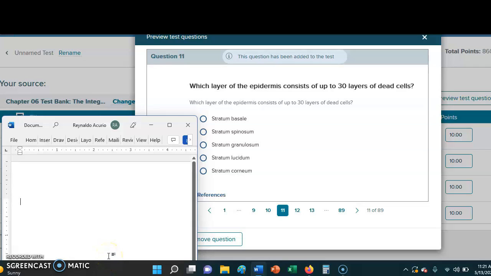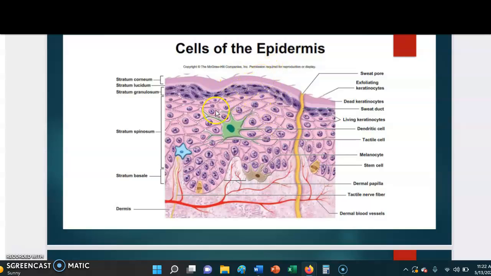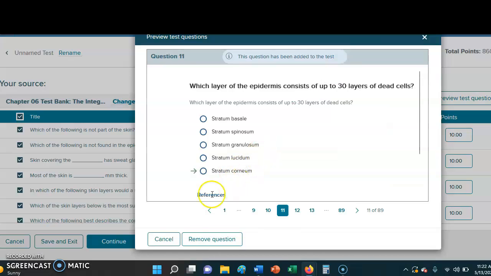Okay, next question. Which layer of the epidermis consists of up to 30 layers of dead cells? Okay, so dead cells are going to be found in the top layer of your epidermis, right? And we have in here stratum basale, spinosum, lucidum, corneum. Okay, let's take a look at the figure. So right here we have cells in the epidermis, and the layers are right here. So we have different strata. So the top layer is the one that we're constantly losing the cells, and that's going to be the stratum corneum. So if we go back and write there, stratum corneum.